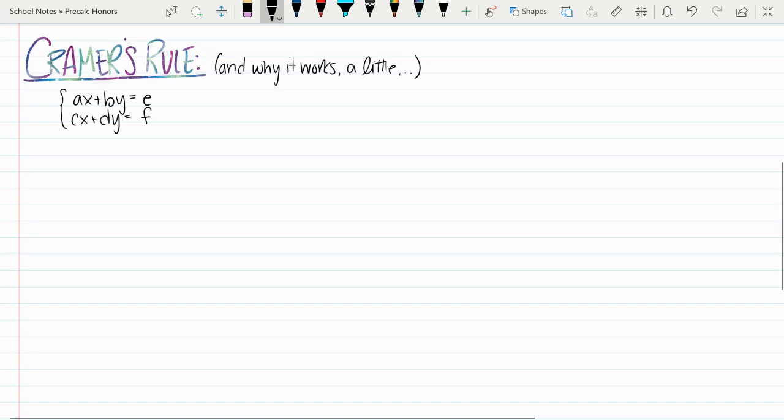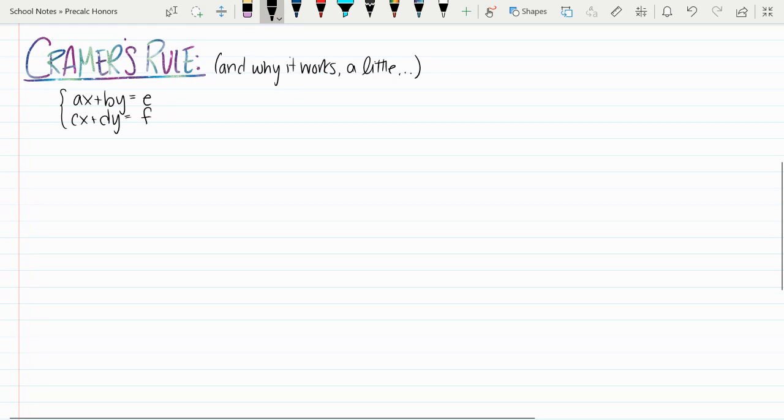Okay guys, so this video is going to be solving 3x3 systems with Cramer's rule. I am, however, going to go into a little bit of why it works, but I'm going to use a 2x2 system for this. This would extend to a 3x3. That's just a little bit more to kind of prove or show. This will also show why we use determinants for a lot of things.